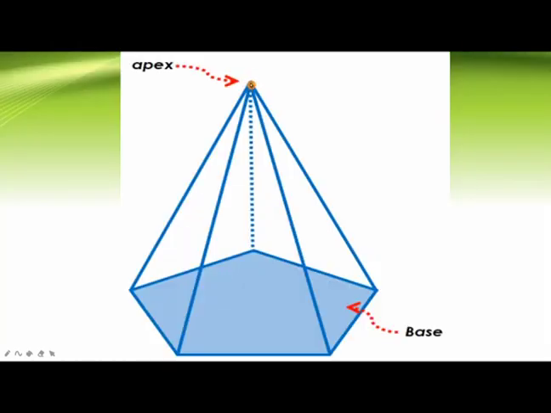The apex of a pyramid is the vertex at the top, which is opposite the base. It is the point where all the lateral edges meet. The base of a pyramid is a polygon of any number of sides. The pyramid, like prisms, is specifically named according to its base.